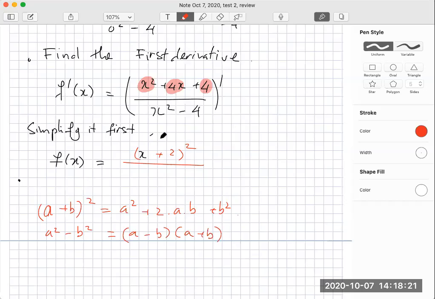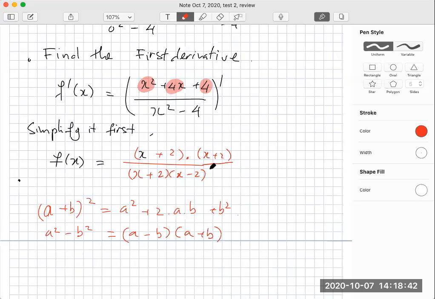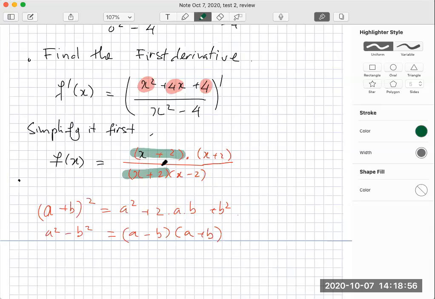In our case, a is x and b is 2. It means it becomes, right, x plus 2 squared, or we can write it as x plus 2 times x plus 2. It is easier to see. Now, the numerator and denominator both have the same term, x plus 2, okay? So they cancel each other, and it becomes? x plus 2 over x minus 2? Very good.